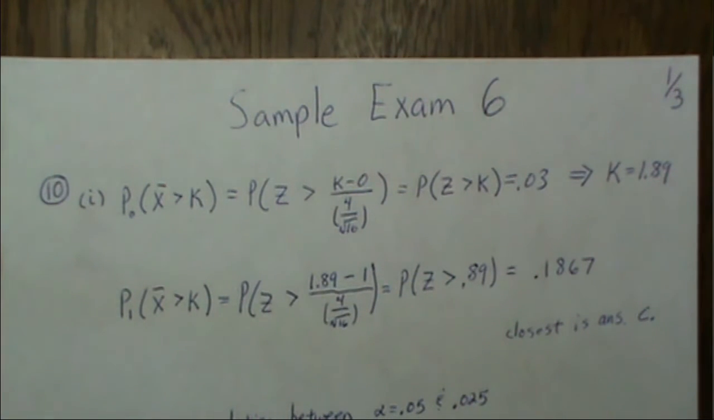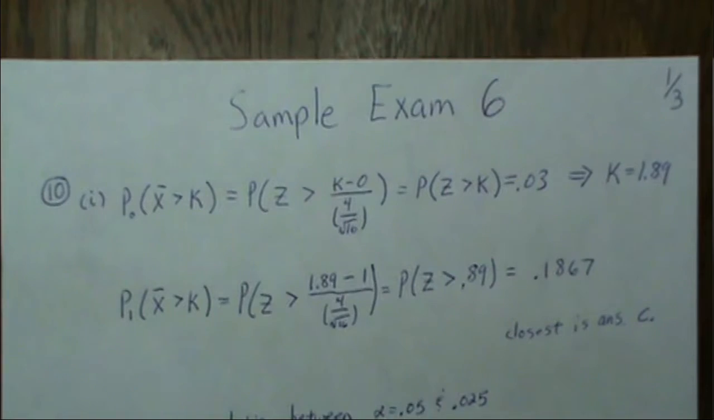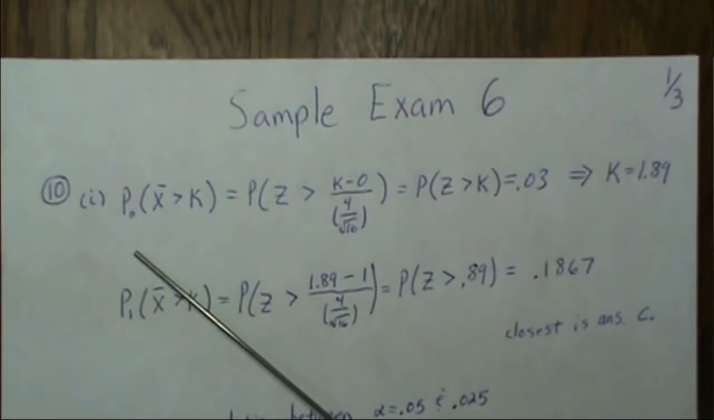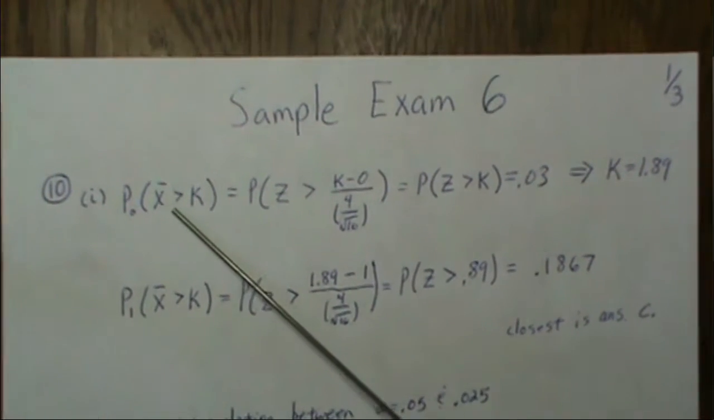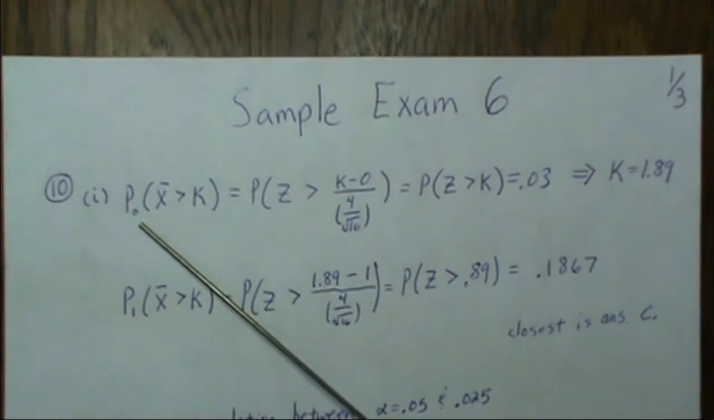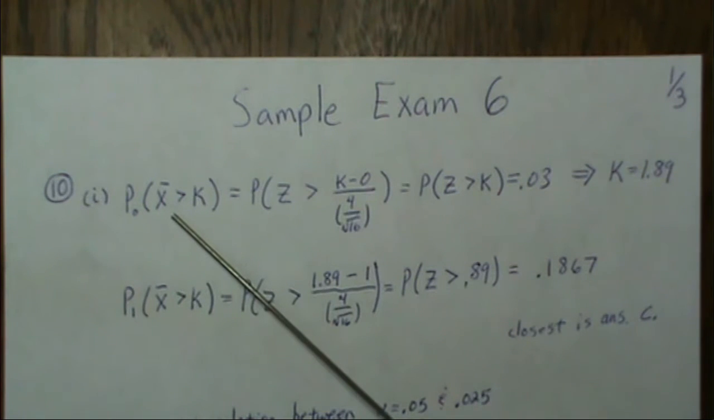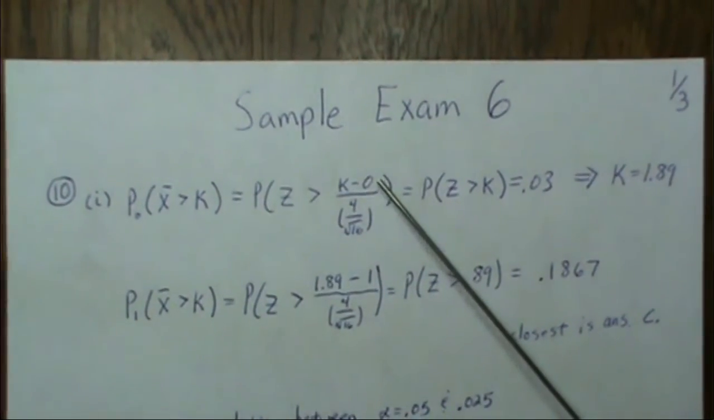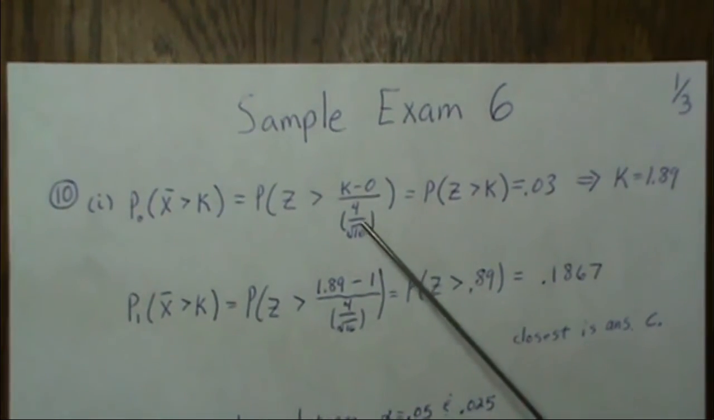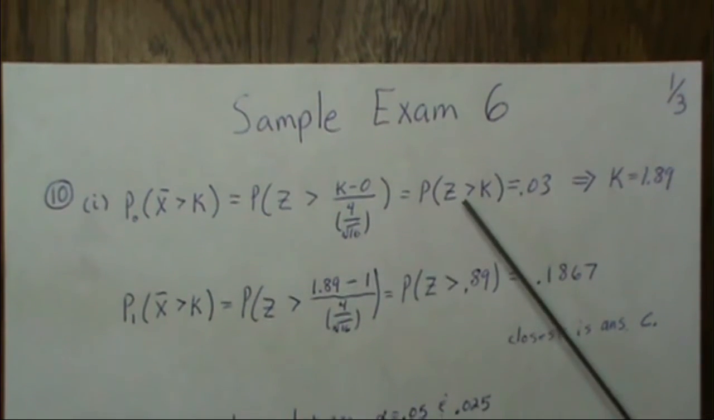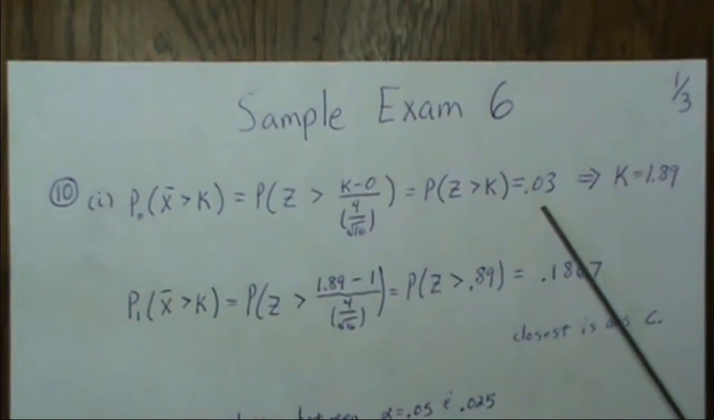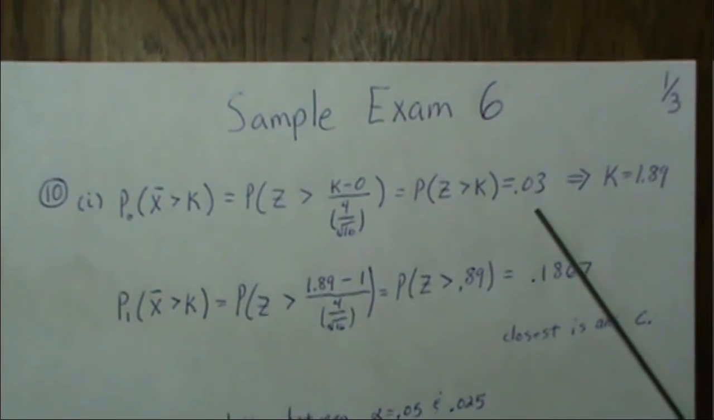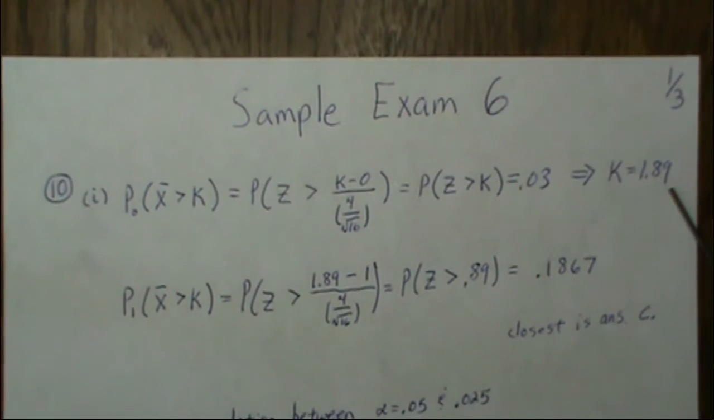Problem number 10. I have two possibilities for this problem. I think both are correct, but one matches the answer and the other is just very close. So here we're given the rejection region. Under the null hypothesis, the probability to reject would be alpha, which they give as 0.03. If we subtract the mean, which is 0 under the null, divided by the standard deviation associated with x bar, we get z is greater than k is equal to 0.03, which when you look this up in a table, I get k is equal to 1.89.